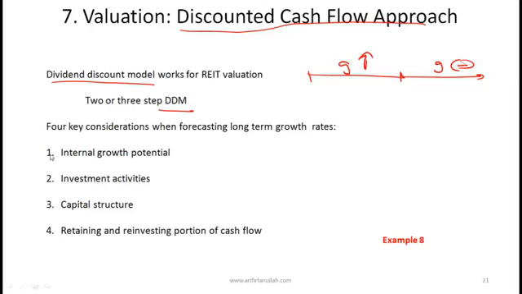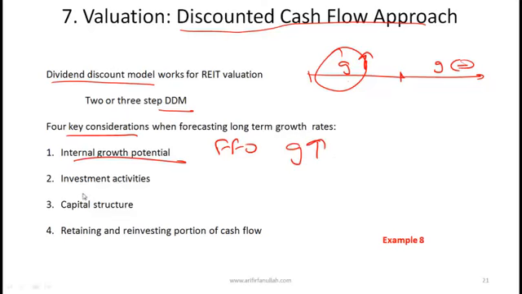An important point to consider is the growth rate. Here are some basic considerations. First, internal growth potential. So this basically talks about the growth potential of the cash flow or the FFO. If the REIT owns properties in supply constrained areas such as downtown New York, then the potential for increases in FFO and hence growth rate is relatively high.